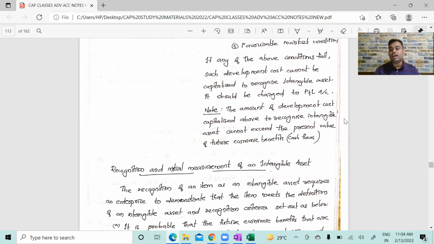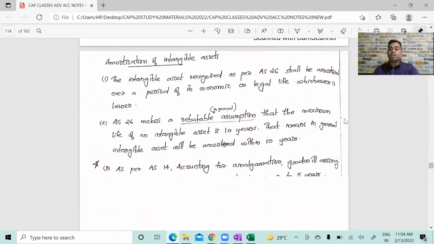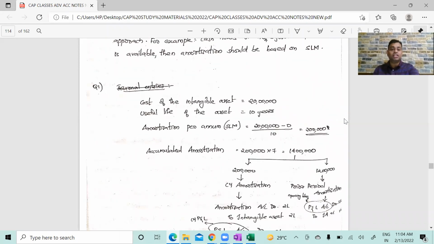I have already given these notes to you. But the student is asking, sir, can we get these notes? Send 100 rupees on Google Pay, then I'll give. Already these notes are given to you, dude. Amortization, recognition, all these things.